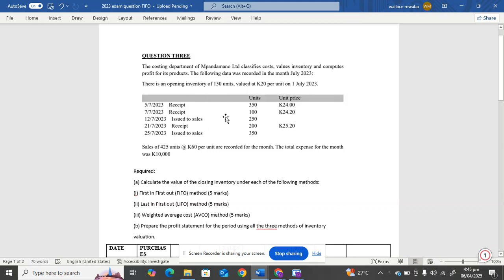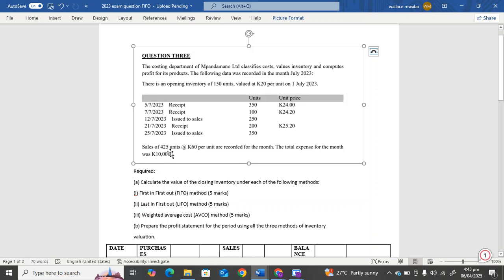Okay, so we've got some transactions here. Receipt, whenever you hear the word receipt, it just means purchases. You purchased goods. And issued to sales just tells us that we sold goods. Because here there are only two processes going on: you're purchasing goods and you're selling goods. So sales of 425 units at 60 kwacha per unit are recorded for the month. The total expense for the month was 10,000.